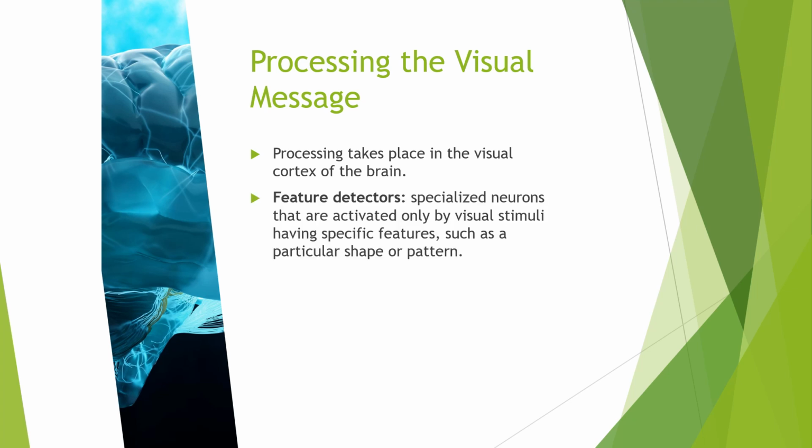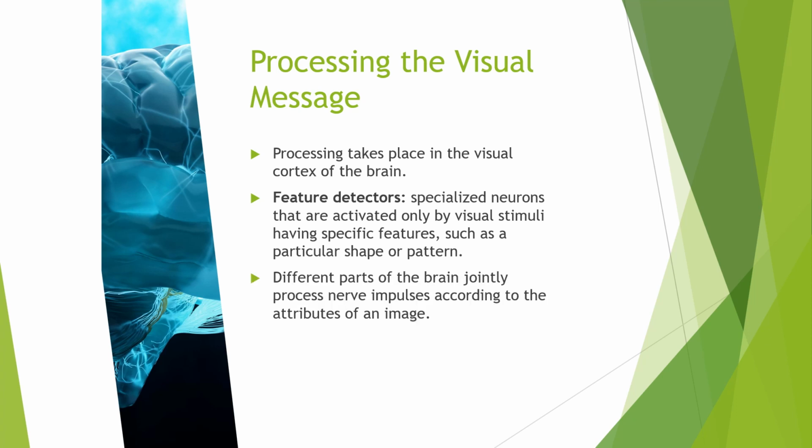We have what are called feature detectors. These are very specialized neurons that are activated only by visual stimuli having specific features, such as, a ball is round, so there's going to be a feature detector for round objects. If you look at, let's say, a baby block, that is square, that's going to have a specific feature detector in your brain so that your brain can figure out what it is that you are looking at.